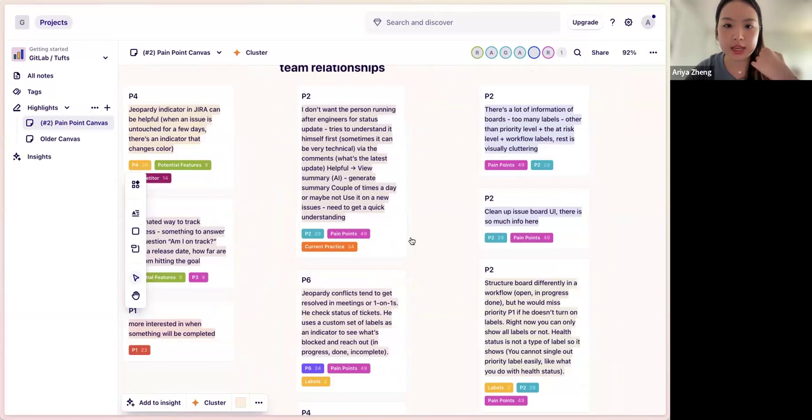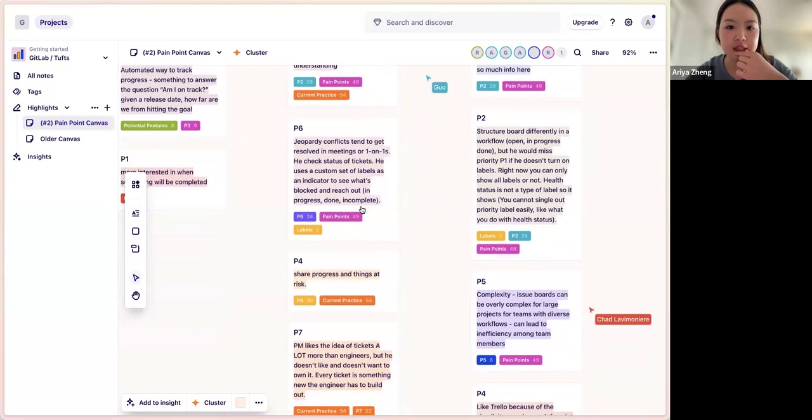Yeah, for example, person two was saying how he doesn't want to be the person running after engineers for status updates all the time. So he tried to understand it himself by digging into the comment section, seeing what's the latest update. And sometimes he would use the View AI summary to generate a summary a couple of times a day, just to have a quick understanding of what people are talking about. But it could be difficult for him because sometimes it gets really technical and he wished there was an AI that could help explain the code to him in a more digestible way.